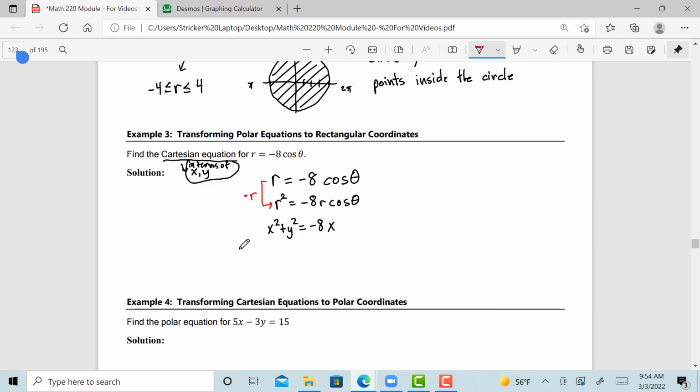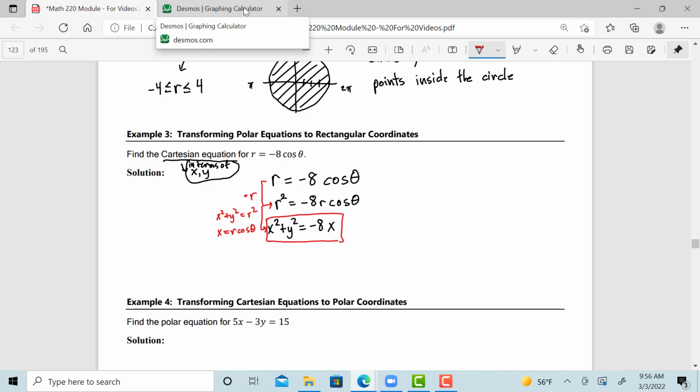So we use the fact that x squared plus y squared is equal to r squared, and we use the fact that x is equal to r cosine theta. And now we have an equation that is in terms of both x and y. Okay, and that looks to be a circle. If we were to graph that, that's going to be a circle. In fact, let's go ahead and confirm that here.